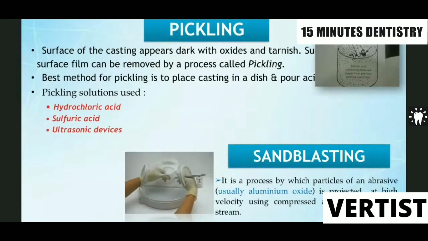Pickling. What is pickling? Pickling is a method in which you try and remove the surface oxides which are present on the casting. The surface appears very dark, and when you see the casting, it does not appear like a gold metal or anything else. It appears all blackish. So the best method to remove it is to use solutions, which could be hydrochloric acid, sulfuric acid, or you could also use ultrasonic devices for this.